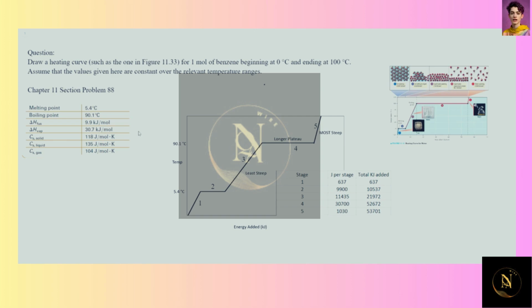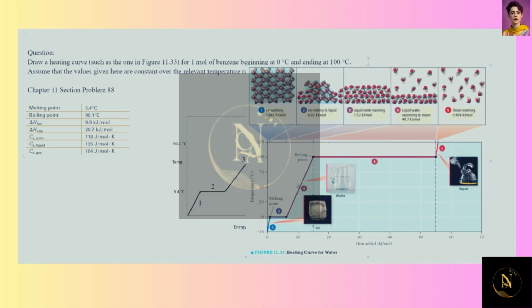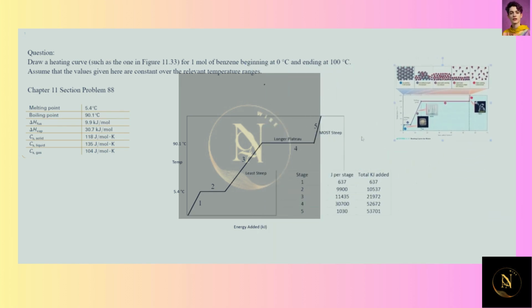We can see the values included in the textbook. And Figure 11.33 looks kind of like this, where they started below the freezing point and ended above the boiling point, and they calculated the energy at the different stages and the total energy. And they tried to include the slopes as representative of the amount of energy required to go through the different stages. So that's what I've tried to do here.